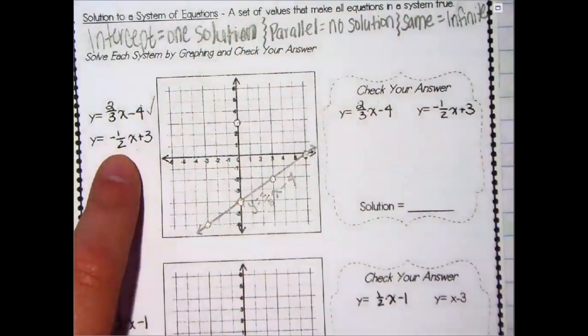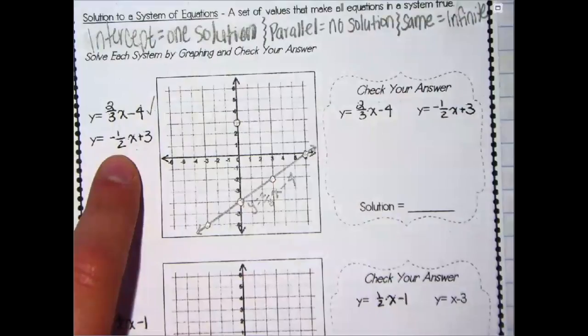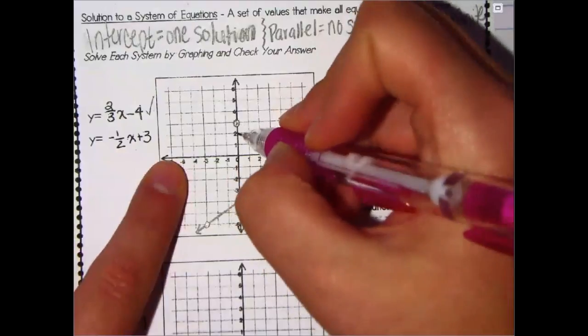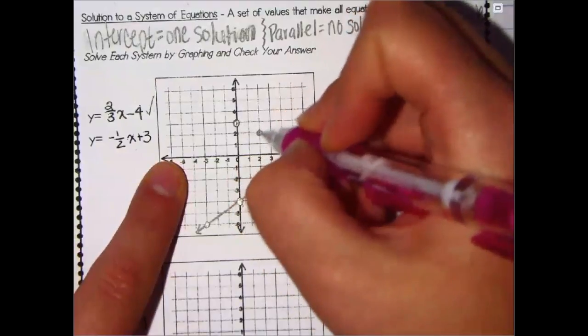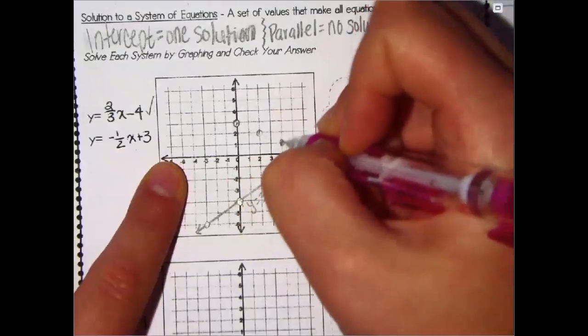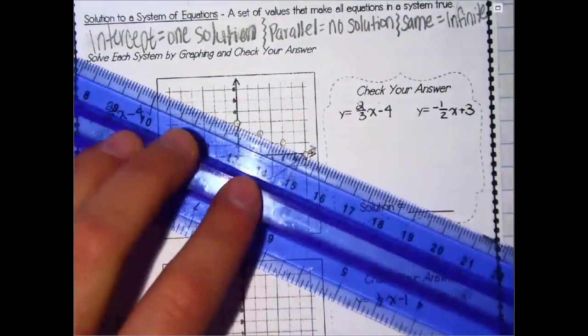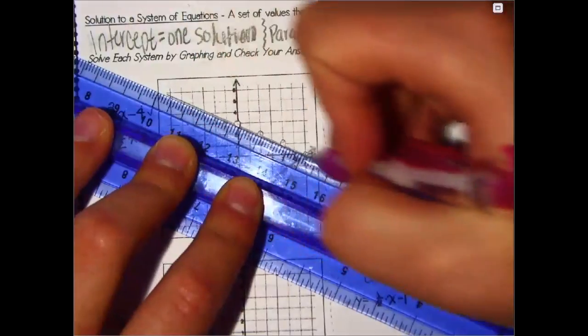And what's our slope? Negative 1/2. So if I increase by 1 on my y-axis, I need to decrease by 2 on my x. But what if I decrease by 1 on my y-axis? Then I increase by 2. Cool. So decrease, increase, decrease, increase, decrease, increase. Okay. Connect those dots. Label it.